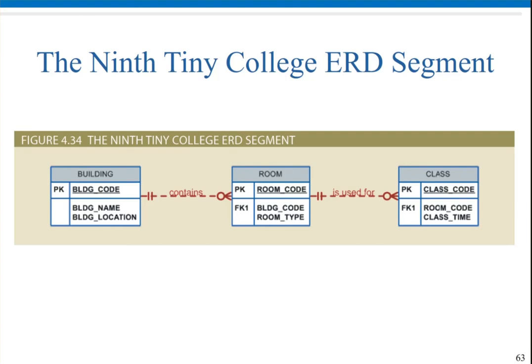So now we have a room code as a primary key, and it goes to a foreign key, building code, which is affiliated with that. So each room can only be in one and only one building. If you know any other ways of doing it, please let me know. And then a room can have many classes, but a class must have one and only one room. And again, a room doesn't necessarily have to have any classes assigned to it.